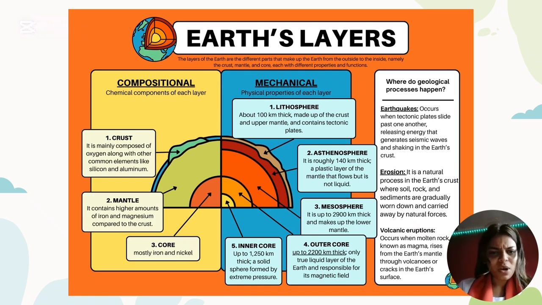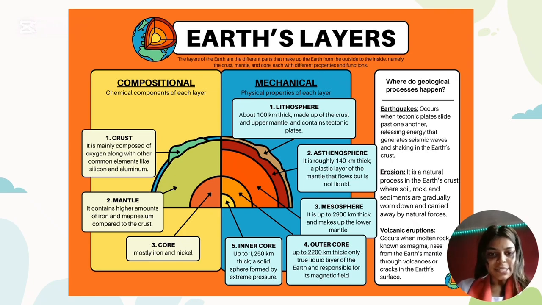Firstly, we have what is the Earth layer. The Earth layer can be classified by chemical composition, which includes the crust, mantle, and core. This is our first box, which is highlighted yellow. Each layer has a different chemical makeup, which affects the density, temperature, and behavior. This classification helps scientists understand what materials make up the Earth at different depths.